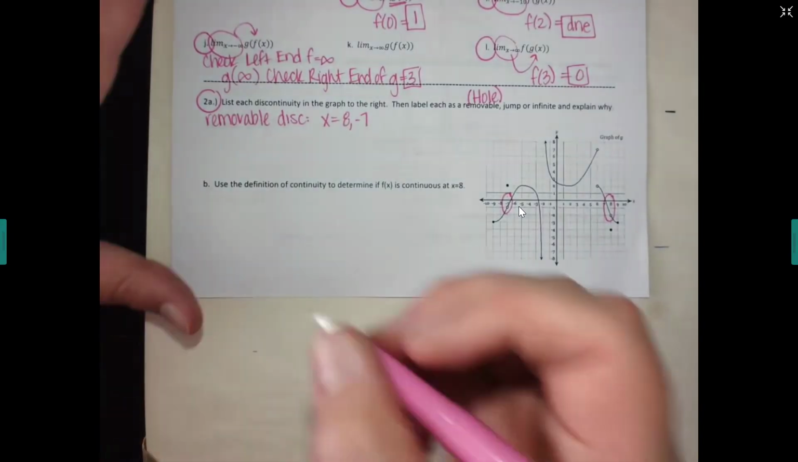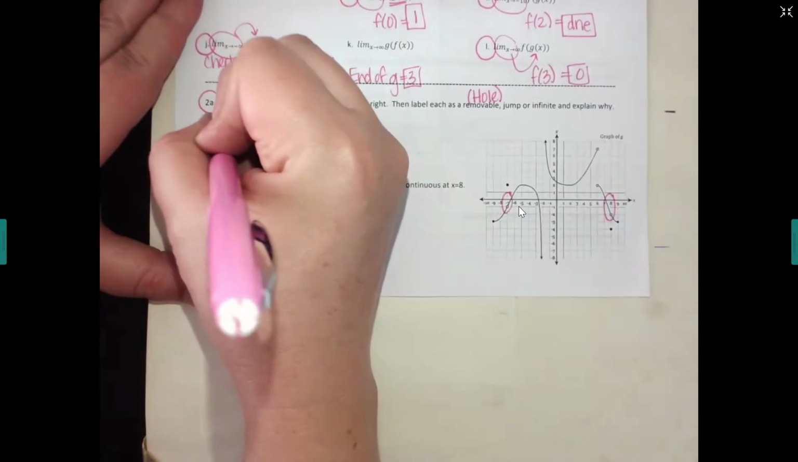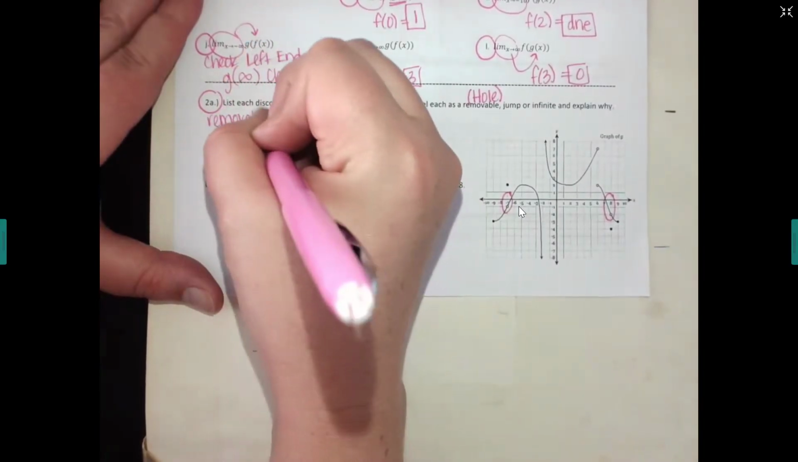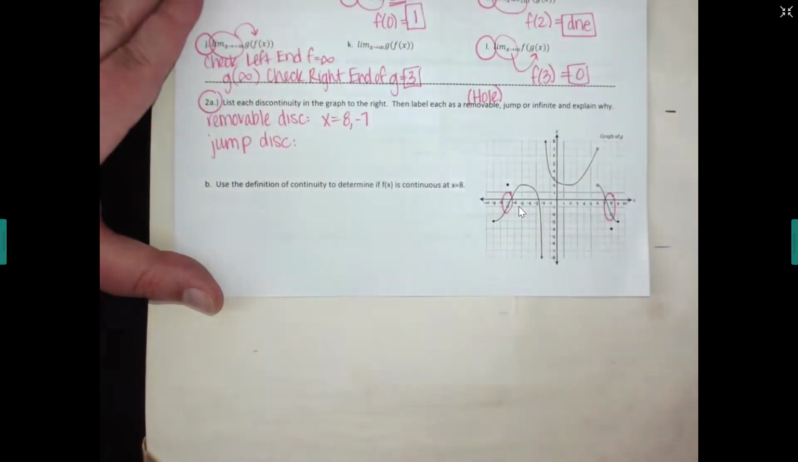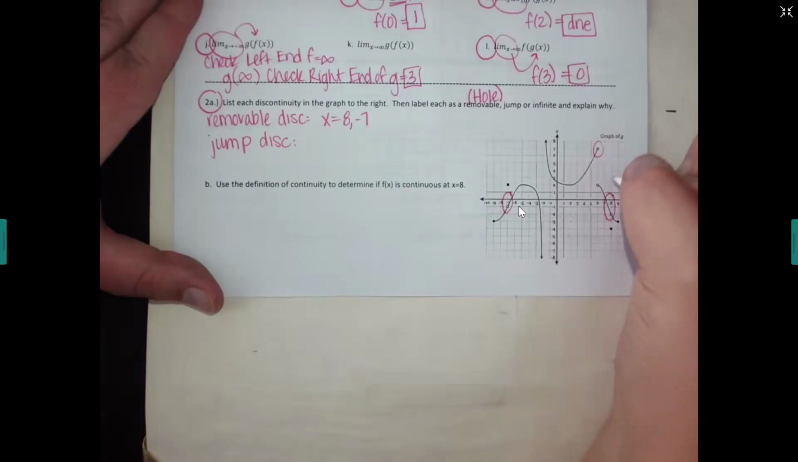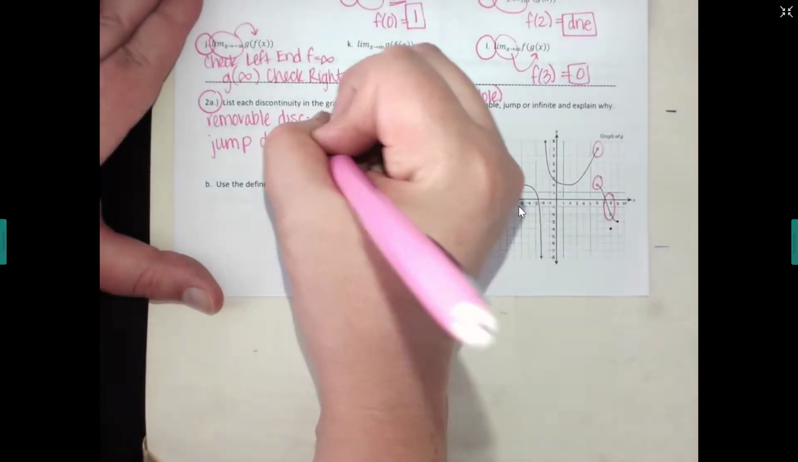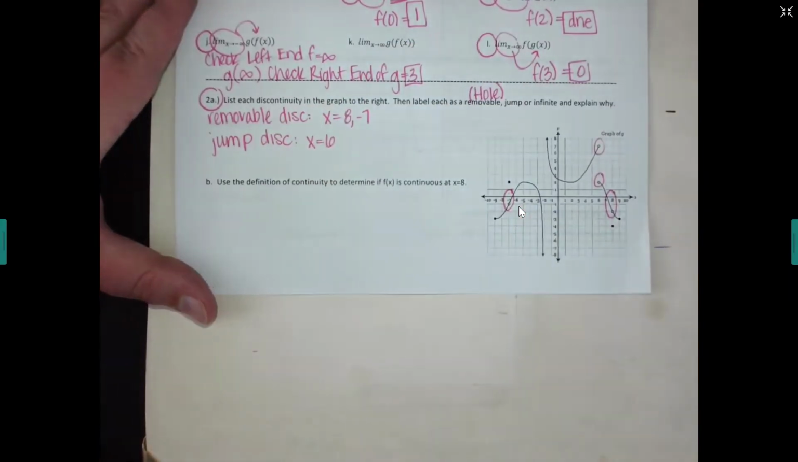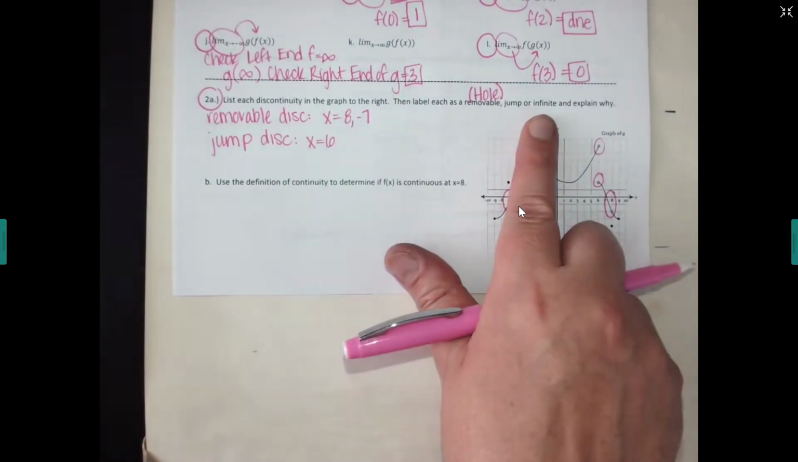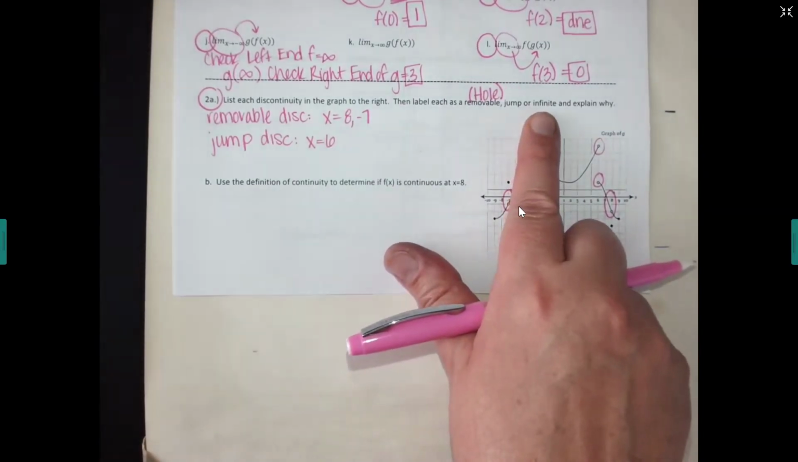Very good. So a jump is a different kind of discontinuity. A jump discontinuity is where your left and right limits exist, but they don't equal the same value. So 6 would be a jump. Okay, the third and final type is an infinite. And remember, an infinite is where at least one side is a vertical asymptote to infinity.